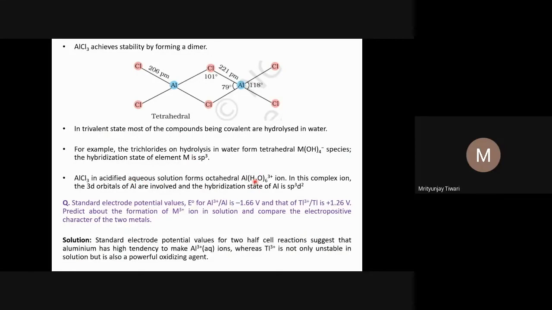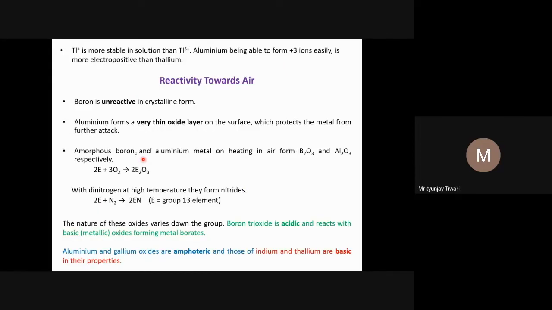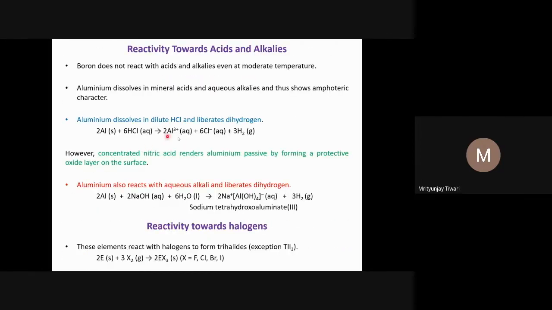So if the acidified aqueous solution is there, in the case that we see here in this reaction, acidified aqueous solution, so aluminum 3 plus aqueous is what? So 6 water molecules will be there binding with the aluminium, so coordinating with the aluminium, and 6 Cl minus will be free in the solution aqueous, and 3H2 gas will be liberated.